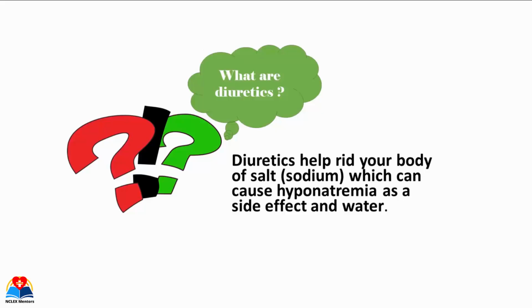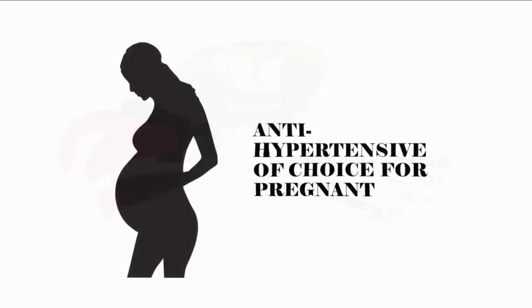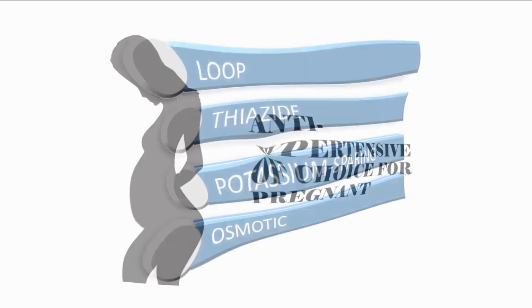So what are diuretics? They are also called water pills and help get rid your body of salt or sodium, which can cause hyponatremia as a side effect, and water. Most of these medicines help your kidneys release more sodium into your urine. This is the reason diuretics are used in hypertension. Basically, as other antihypertensives are contraindicated in pregnancy, we use these water pills in pregnancy-induced and related hypertension.